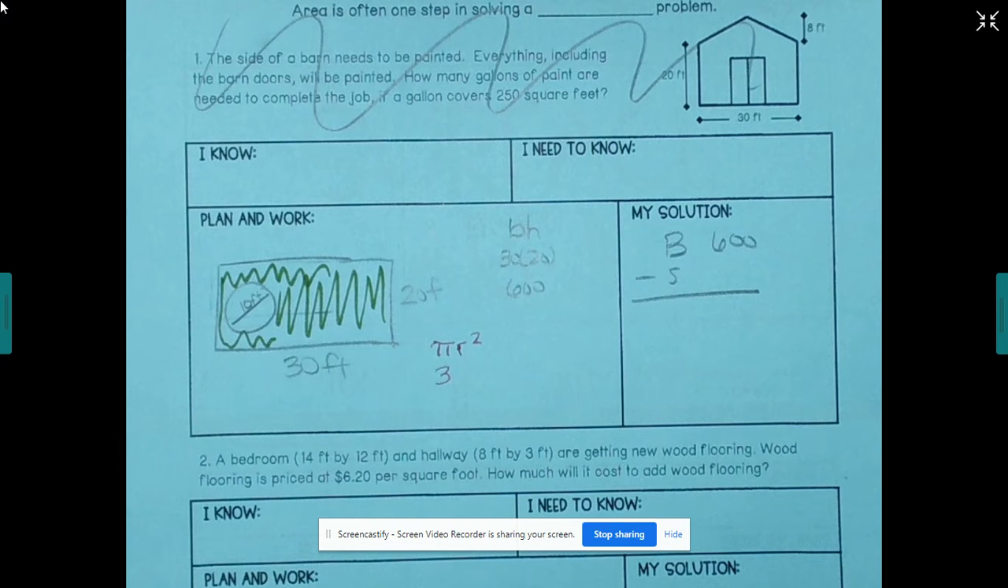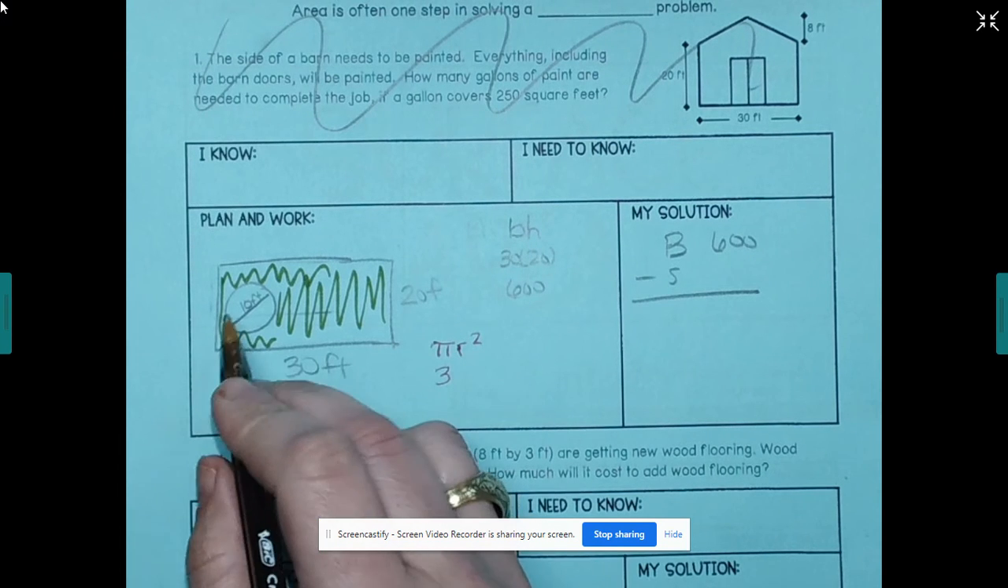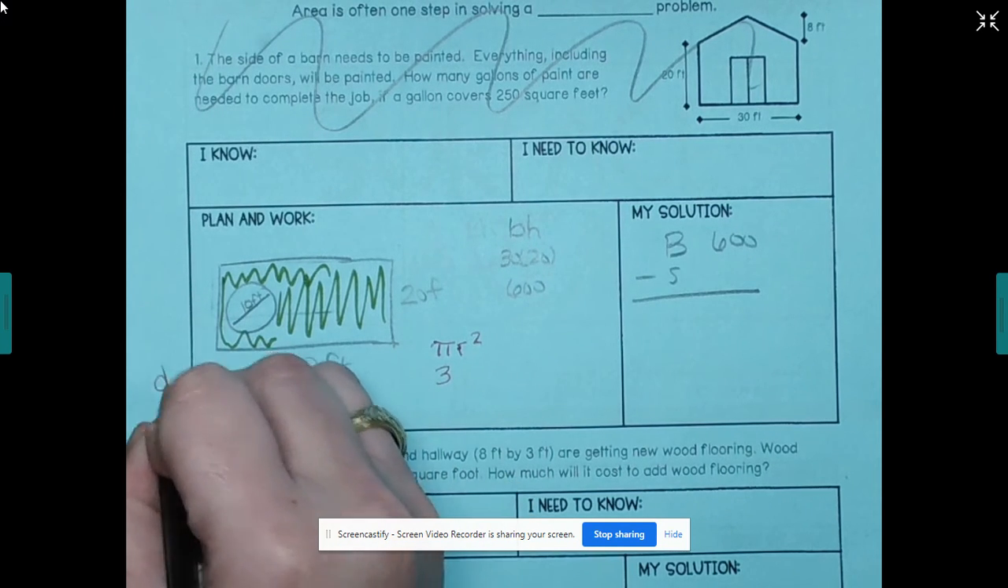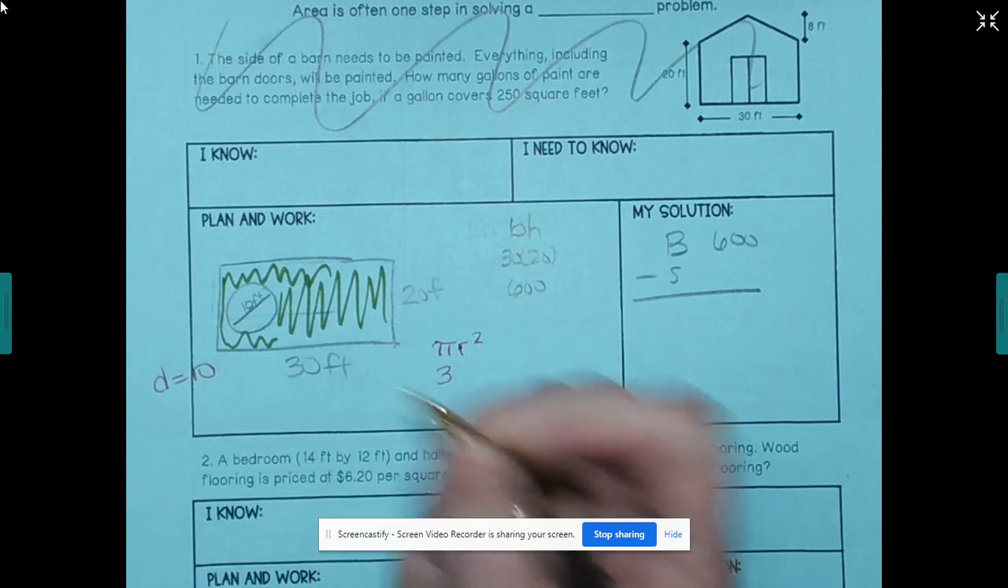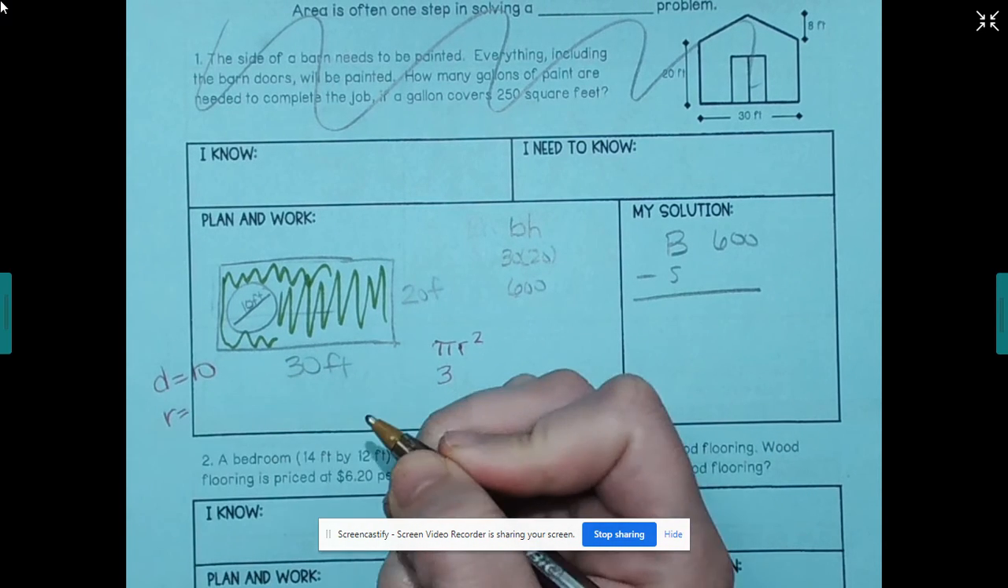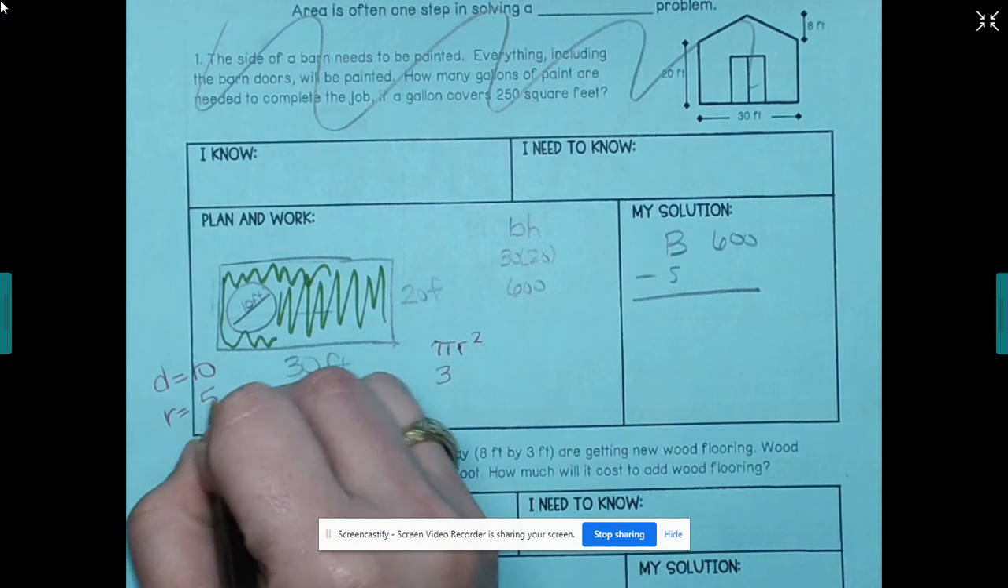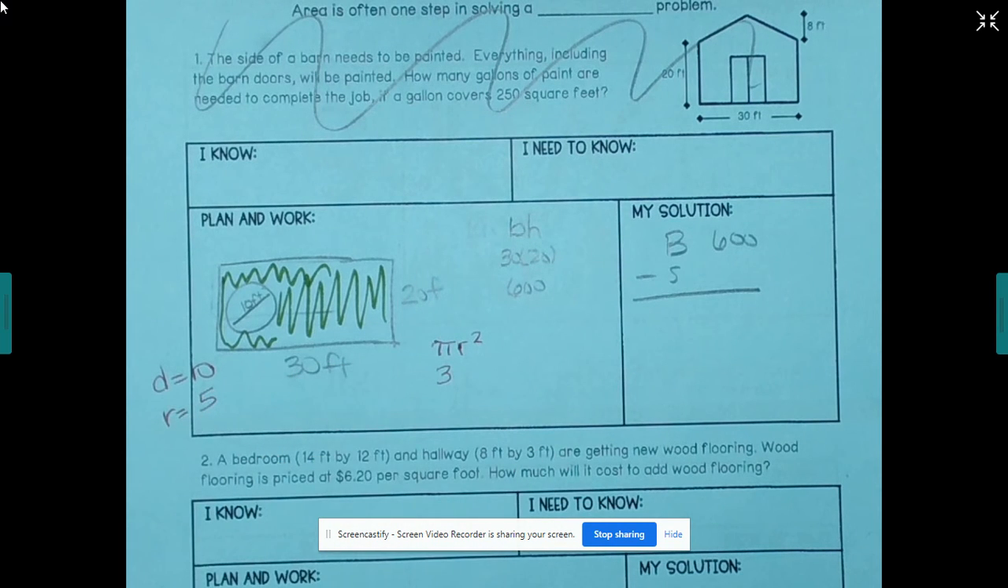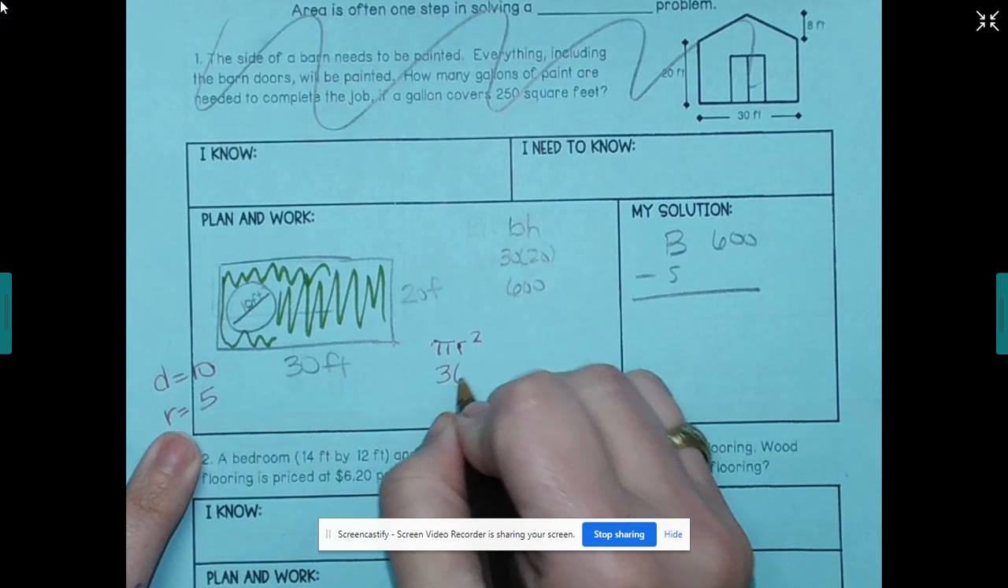Okay? Now, I need the radius. Okay? I know that 10 is the whole thing, so I know the diameter is 10. So what is the radius? You got it. It's 5. Remember, you find your radius by cutting it in half. To cut in half means to divide by 2. Okay, so here I need radius, which is 5.